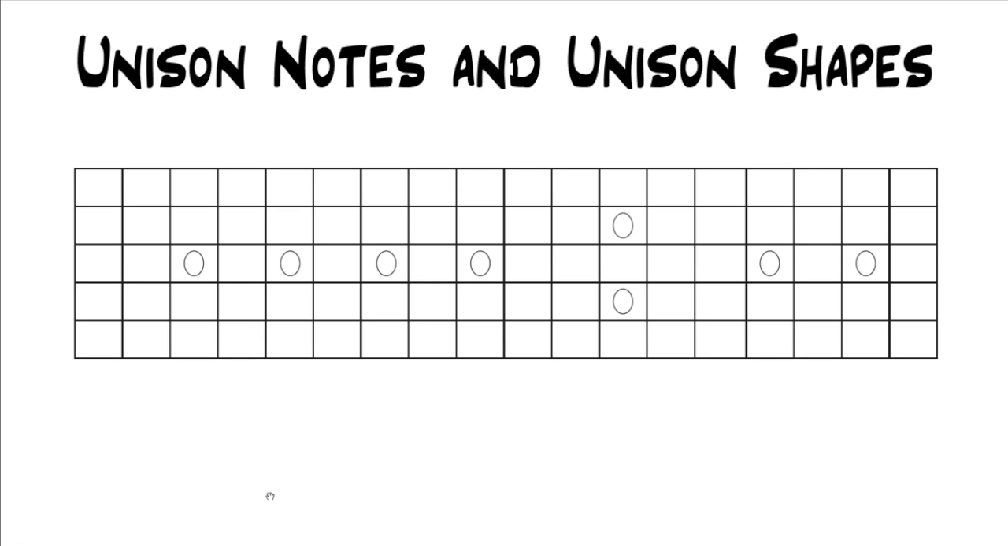And unlike an interval, you can't show a unison note on the same string. It's not possible. If you have a pitch starting anywhere on one string, you can't show another note that's the exact same pitch on the same string. It would just be the same note. So unison notes can only be on 2 separate strings.